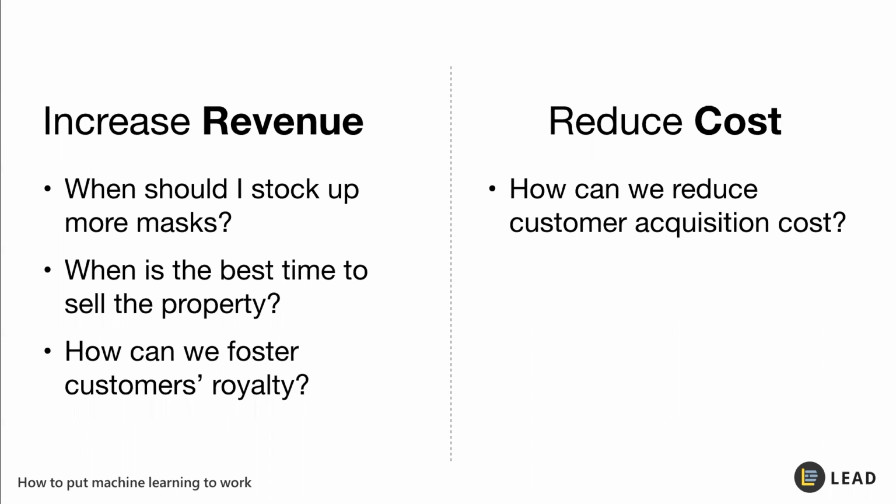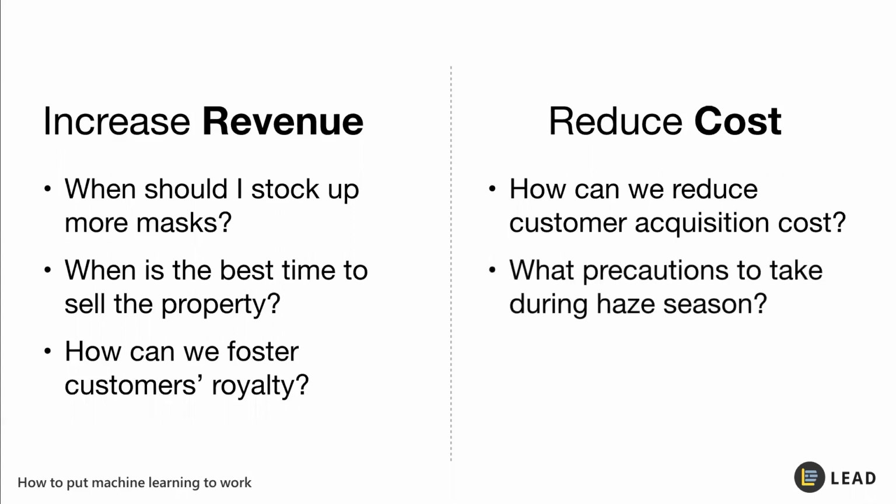So we can use it to reduce customer acquisition costs, see which advertisement is more effective, and use different types of keywords that help us lower our costs. Or we can use it to decide what precautions to take during haze season. If you can forecast that the haze is going to hit, let's say, 250, then if you're a ministry, you can declare that we should be monitoring the air quality index and whether we should skip school and work tomorrow or not.